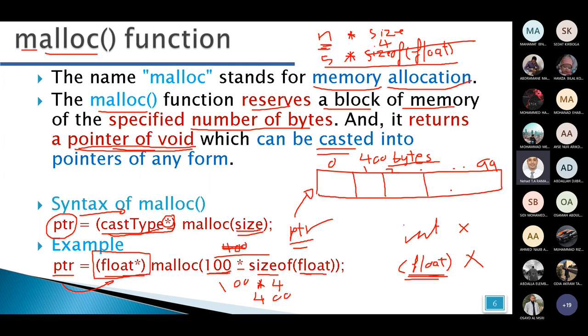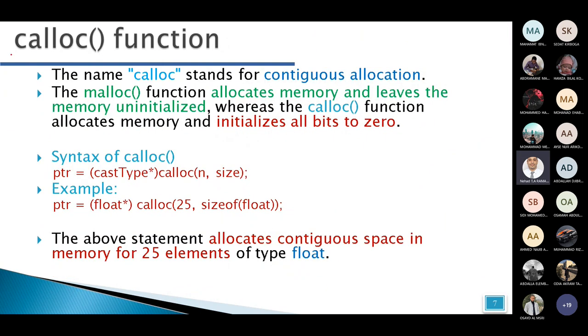Actually, the best idea here is to book only one element, not 100 like here, one element. After using it, if you want to use another element, you can increase the size. We will take another function that can increase the size of the dynamically allocated array, okay? Another function, which is calloc.